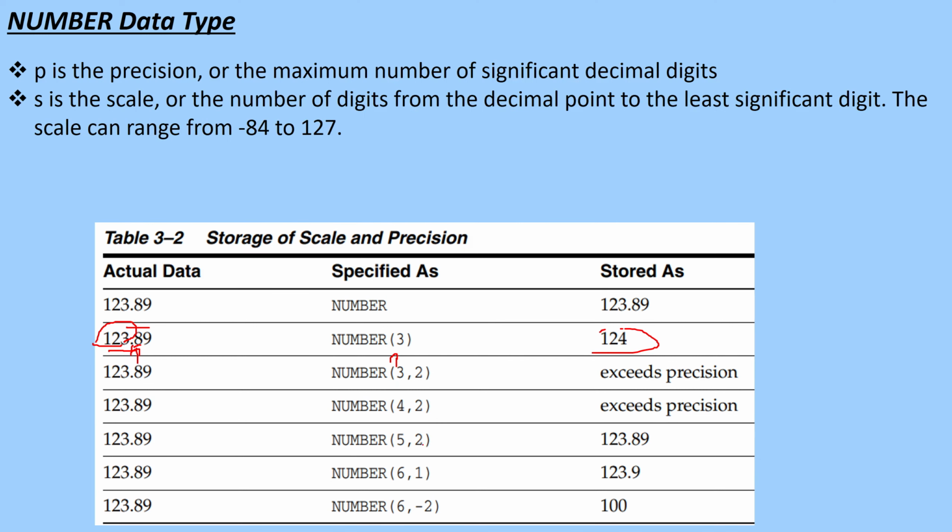If you look at the example below, it is given as 6, 1. Precision is 6 and scale is 1. So here we have to look at the values after the point, which is 0.89.